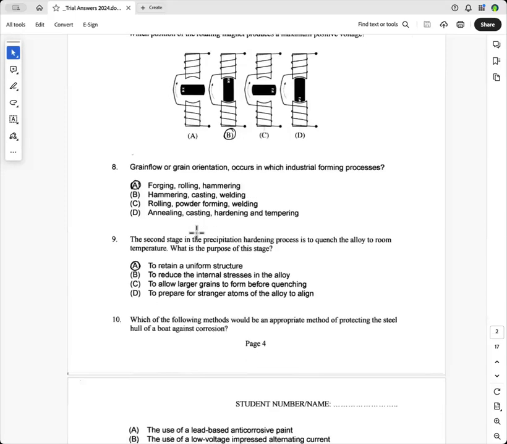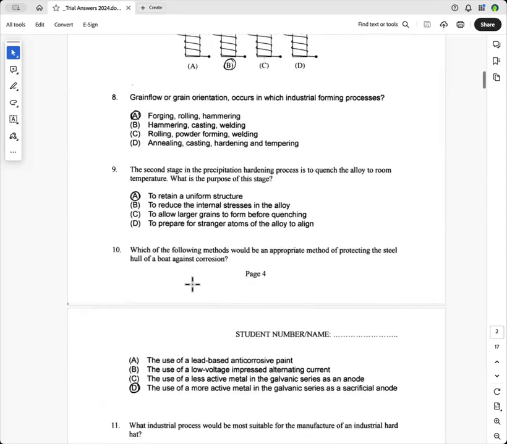The second stage in the precipitation hardening process is to quench the alloy to room temperature. What's the purpose of this stage? The idea of heating the alloy up is to get a uniform structure, a homogeneous structure, so that when it cools, the particles will gather in zones and will strain the bonds, which results in it becoming harder, less ductile, and tougher. So to retain a uniform structure is the answer there.